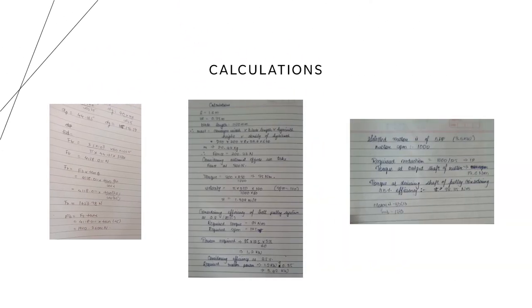Here are the relevant calculations regarding the machine and the force required to remove such hyacinth weeds. We took into consideration various factors, or you can say the ideal factors in doing so, and we found out the torque output required at the shaft of the motor, as well as the efficiency of the machine and the material that was to be used.